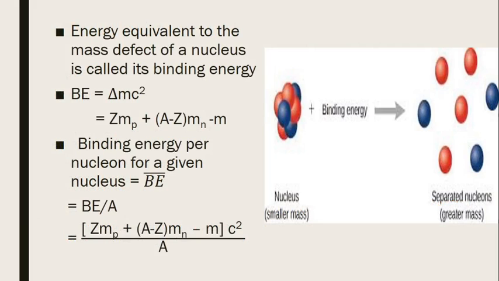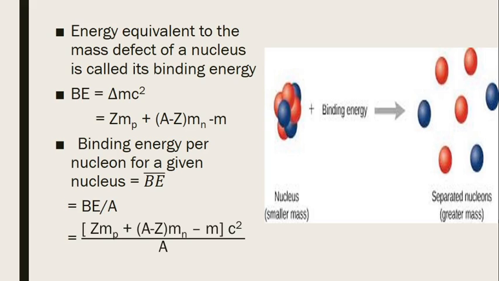And we had already started our session with the famous mass energy relation, isn't it? That is, a body having mass m will have an energy mc square. So here we had calculated mass defect. Now the energy equivalent to the mass defect of a nucleus is called its binding energy. I repeat, the energy equivalent to the mass defect of a nucleus is called its binding energy.